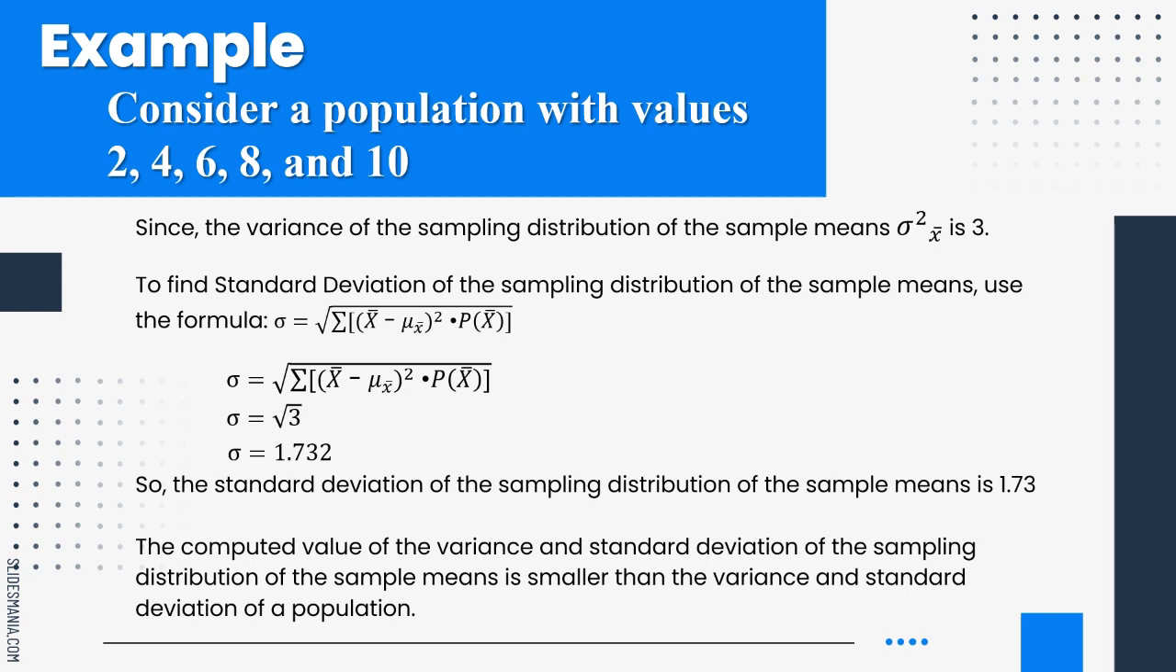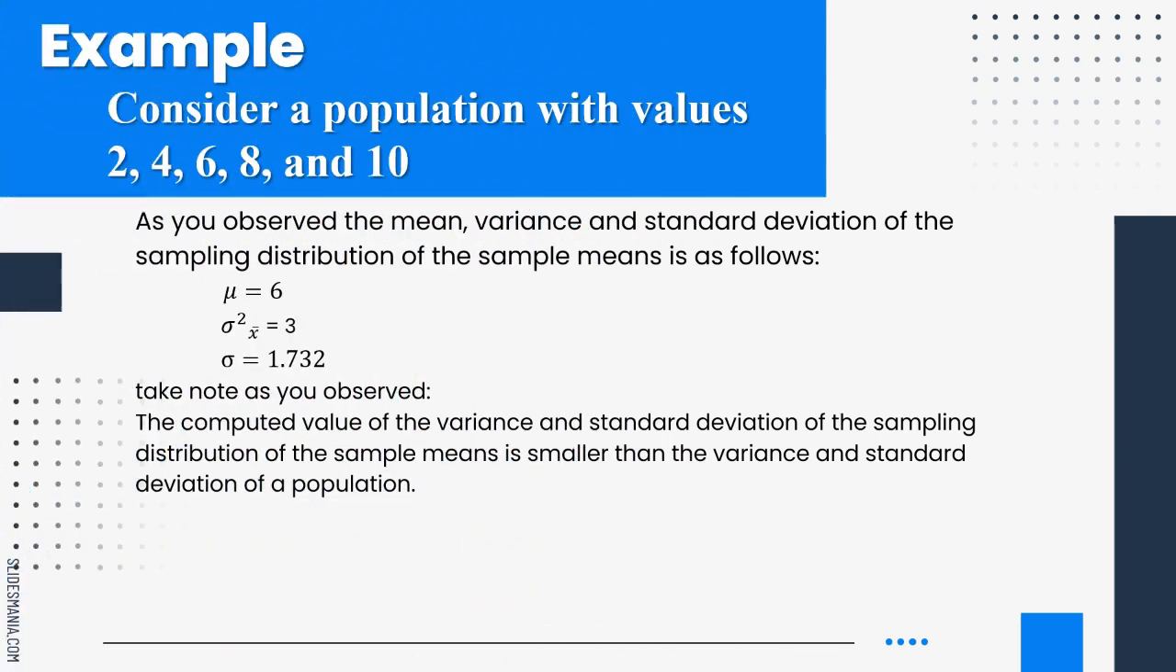The computed value of the variance and standard deviation of the sampling distribution of the sample means is smaller than the variance and standard deviation of the population. As you observe, the mean, variance, and standard deviation of the sampling distribution of the sample means is as follows. That is mu is equal to 6, sigma squared sub x bar is equal to 3, and our sigma is equal to 1.732. Take note, the computed value of the variance and standard deviation of the sampling distribution of the sample mean is smaller than the variance and standard deviation of the population.